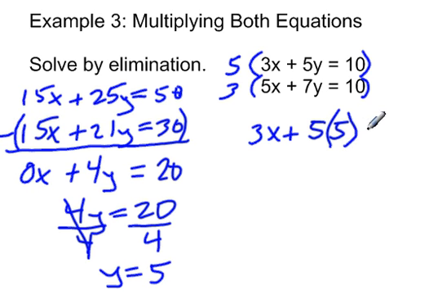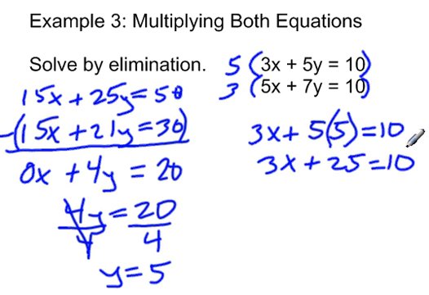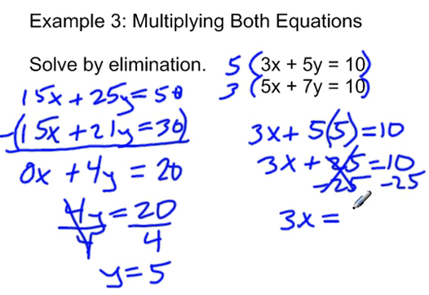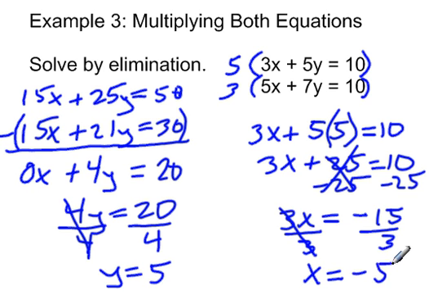Equals 10. Now, 3x plus 5 times 5 is 25 equals 10. Now subtract the 25 from both sides so that we can get rid of it. We're left with 3x equals negative 15, because a positive 10 minus 25 is going to give us a negative 15. I'm going to divide by 3 on both sides. So I'm left with x equals negative 5.